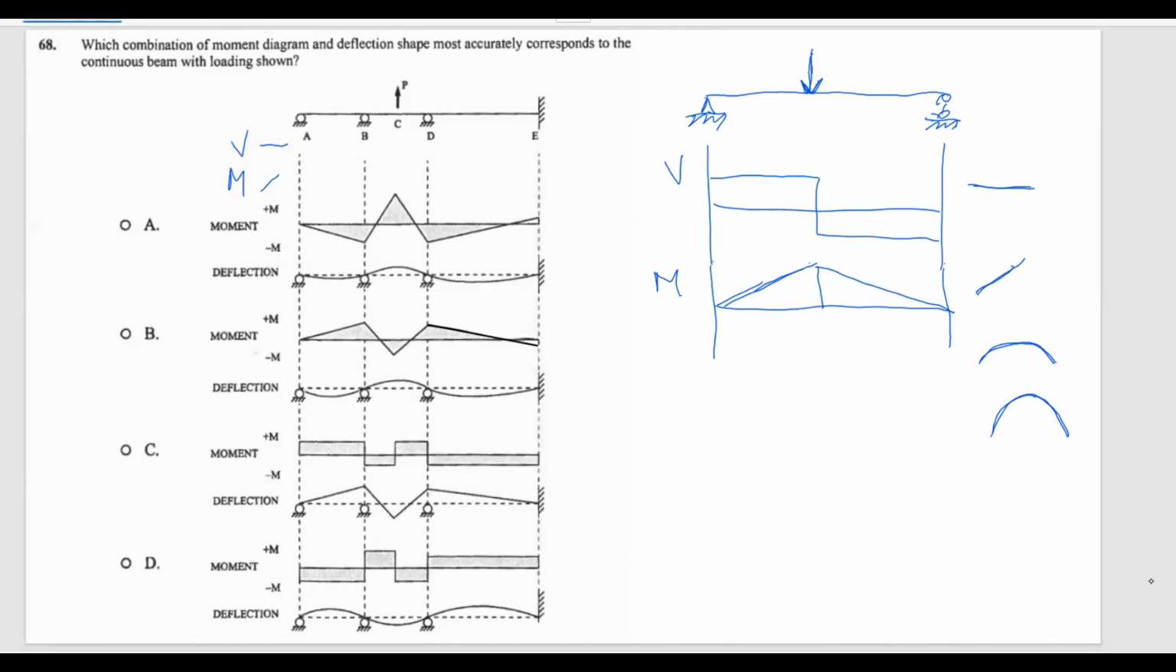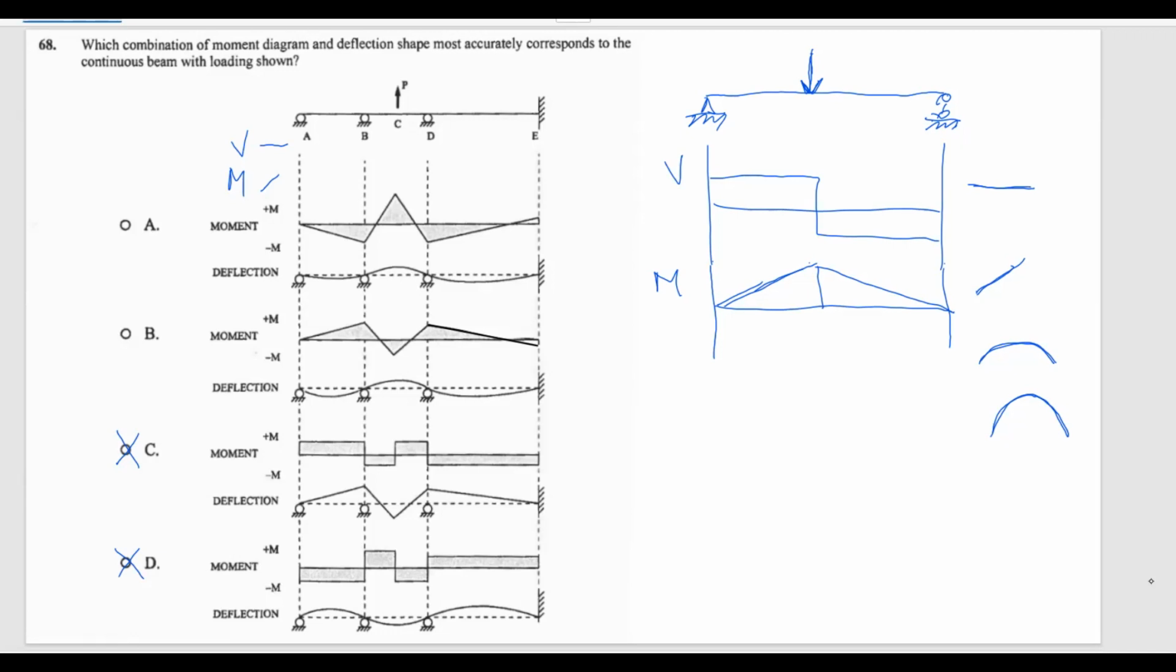I'm going to start with option D. I'm looking here that the moment diagram looks constant, so I know right away that this is not going to be one of my options. Same with option C. The moment diagram is constant, and I know that it has to be linear, so C is out of the question as well. So I'm left with A and B.